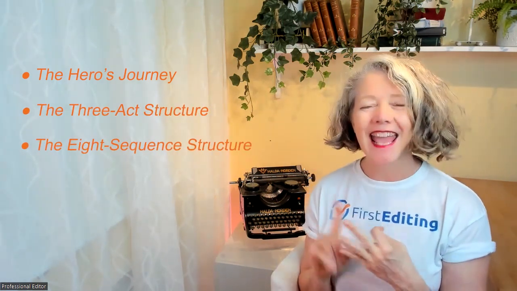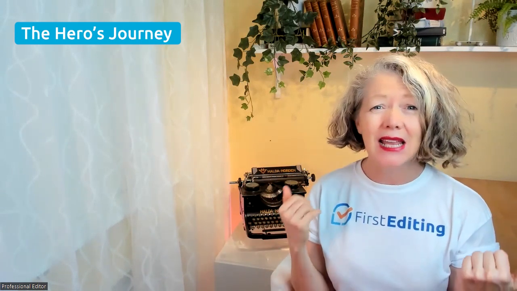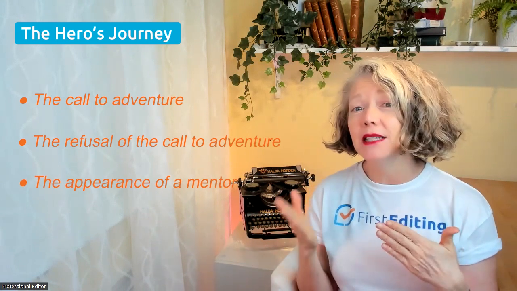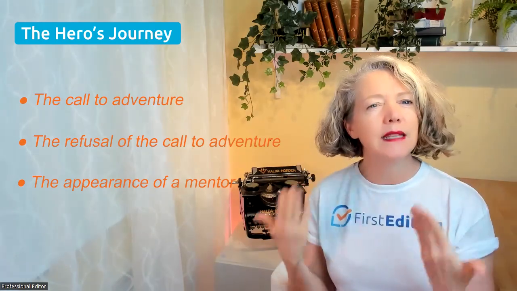There are many different structures out there, but some of the most common ones are the hero's journey, the three-act structure, and the eight-sequence structure. Now, the hero's journey, or what's also referred to as Campbell's monomyth, maps the linear progress of a character's epic story. It includes specific plot points like the call to adventure, the refusal of the call, and the appearance of a mentor who is the guide for the character and takes them where they need to go.